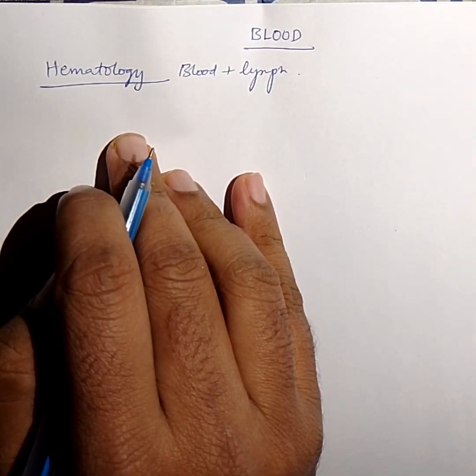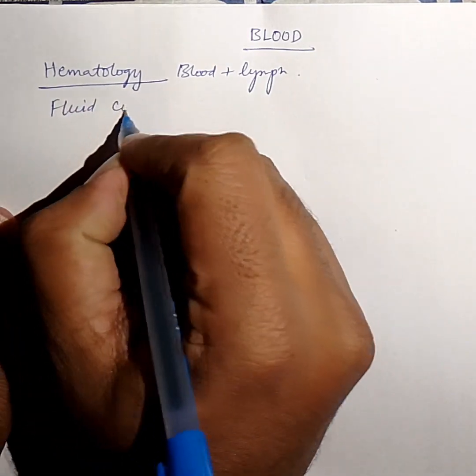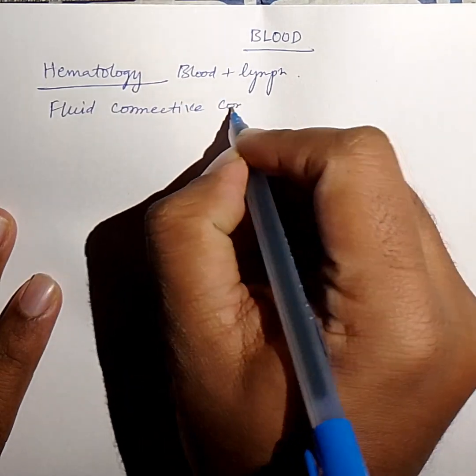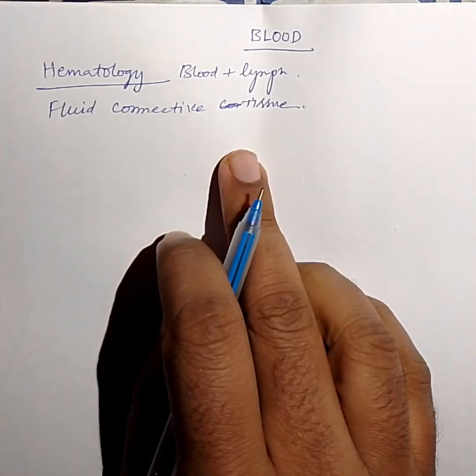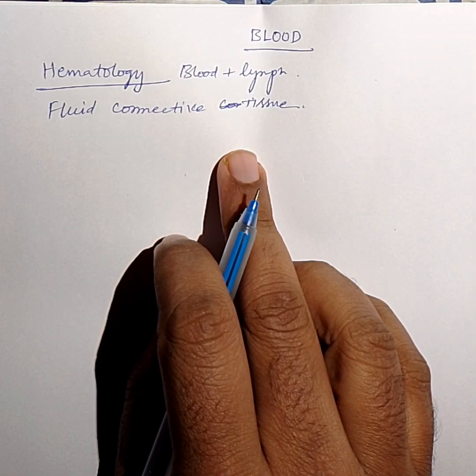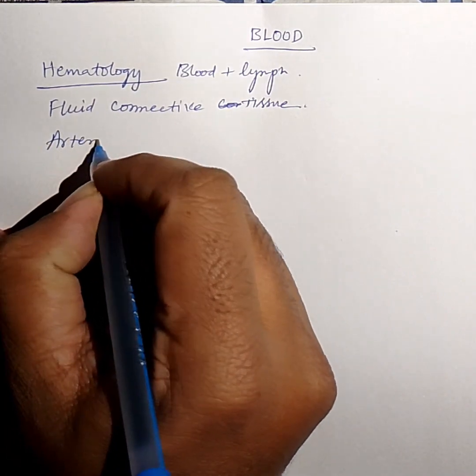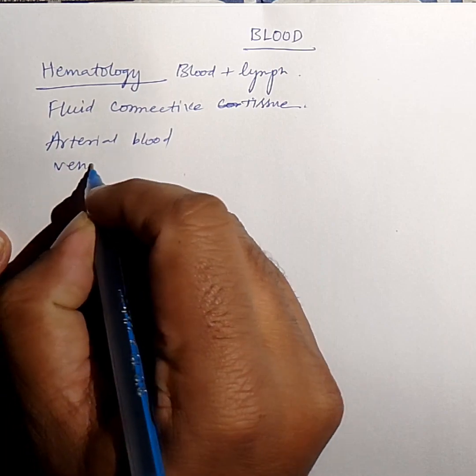Now, blood is a fluid connective tissue, that means it connects through all parts of the body. And we have two types of blood, which are called arterial blood and venous blood.